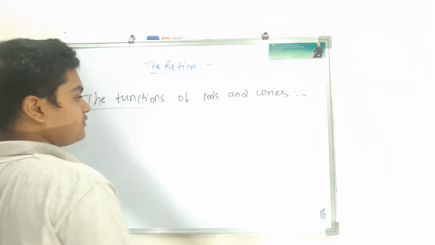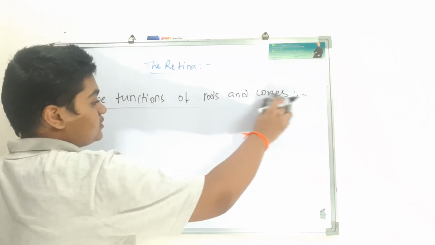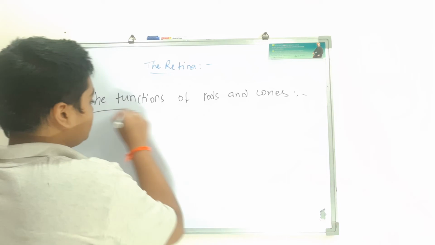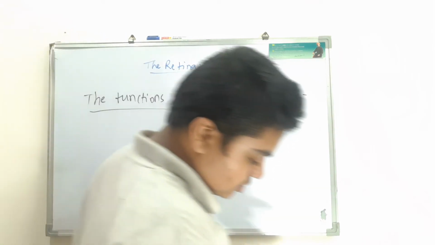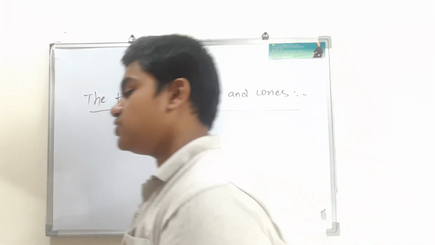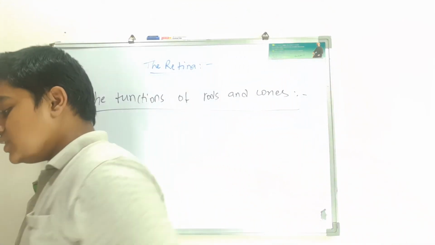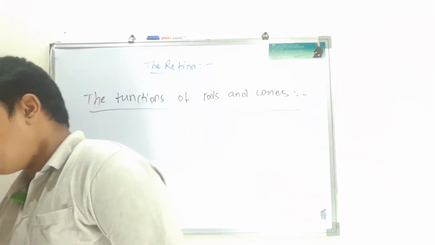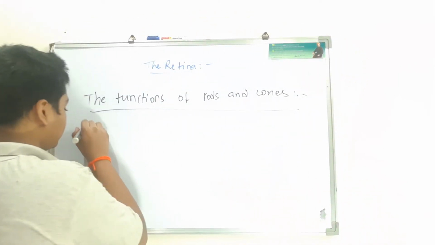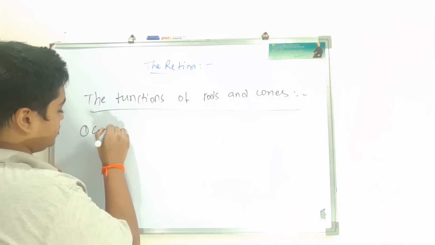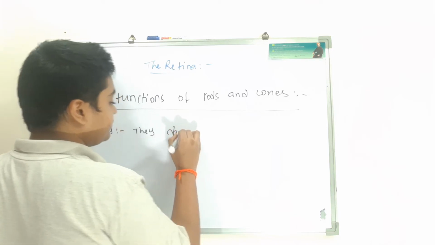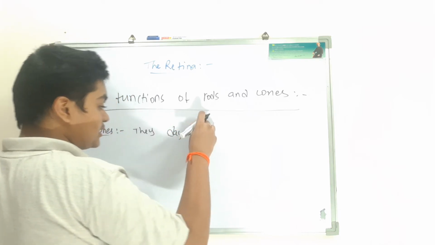These are the photoreceptor cell types. Types of photoreceptors: rods and cones. Now let's see the functions of cones, then we'll be seeing the functions of rods. These cones are the sites for sensing light. They sense daylight. They are able to sense daylight.